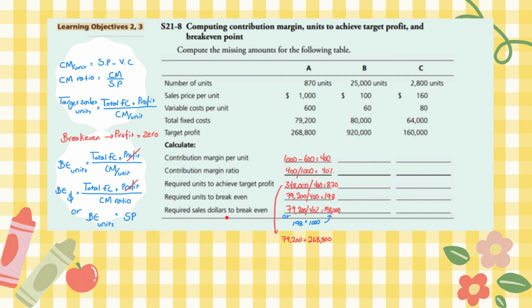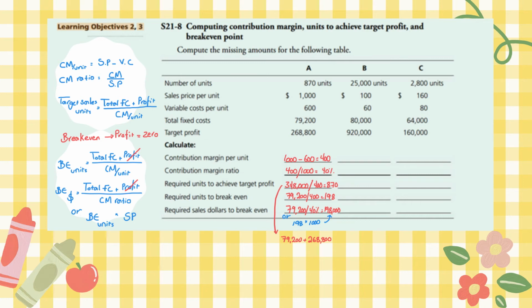For the required sales in dollars to break even, again, fixed cost, no profits, divided by the contribution margin ratio. So you're going to divide by 40%, you're going to get 198,000. Or you can use break-even point in units and multiply it with the selling price. So you can just take the 198 units and multiply it with the selling price, which is 1000. You're gonna get the same answer. Let's do it for B and C.